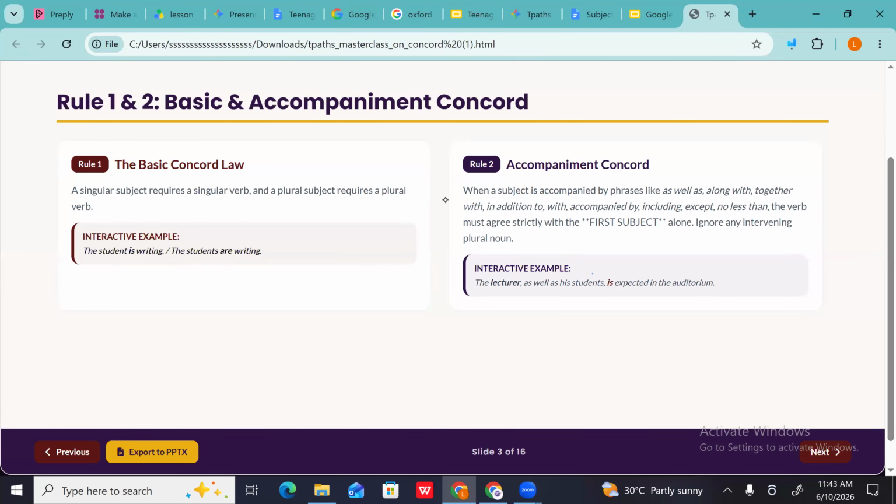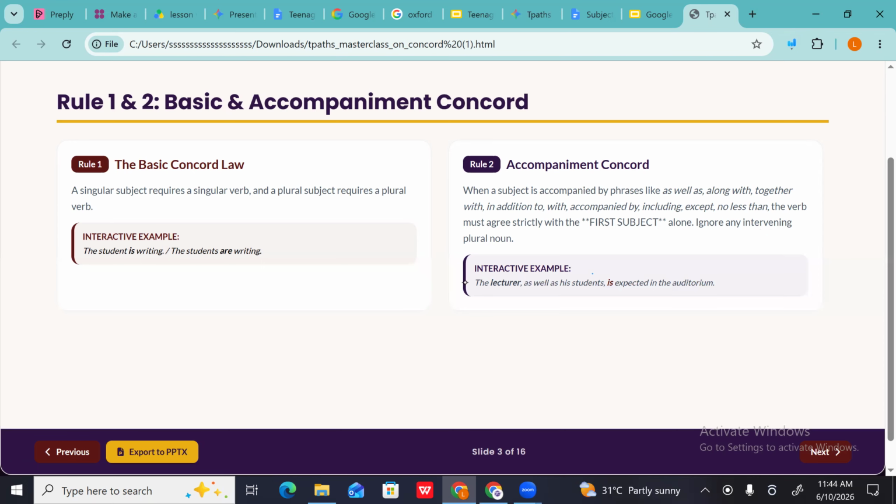The second one, accompaniment concord. When a subject is accompanied by phrases, pay attention to the subject in this kind of sentence. Whenever you have a subject that is accompanied by phrases like as well as, along with, together with, in addition to, accompanied by, including, except, no less than, I've mentioned all these phrases here. The first subject alone determines the verb. Ignore any intervening plural noun.